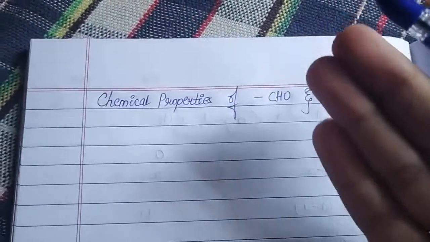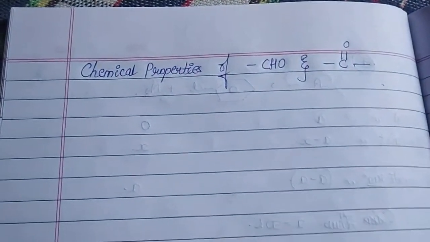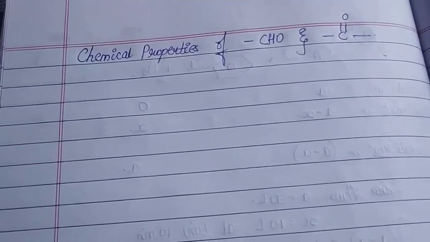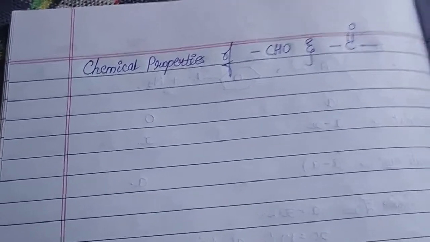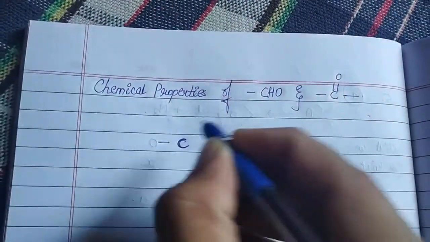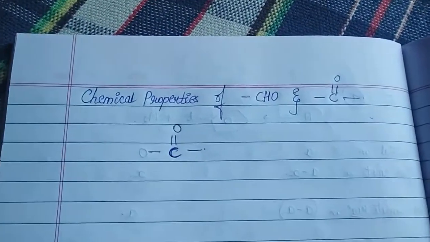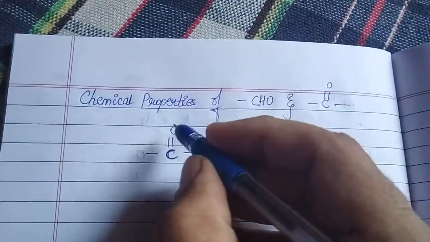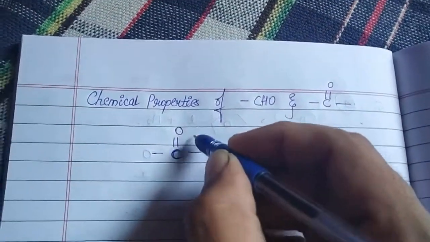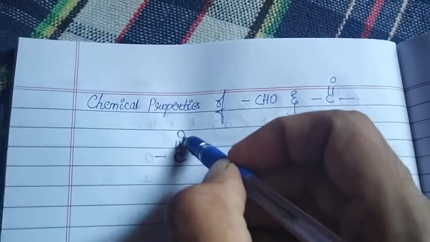So whatever chemical properties we are going to study under this concept mainly depend upon the structure and the polarity which exists on the carbonyl group. When I write the carbonyl group, how can I write it? C double bond O, in this way. Here I have two atoms, one is carbon, another is oxygen.